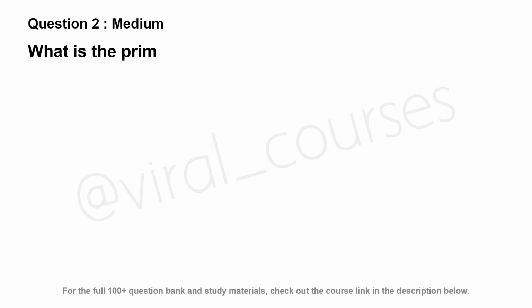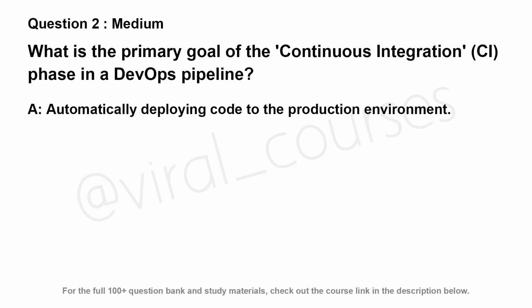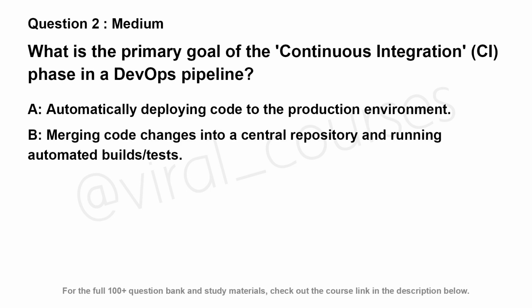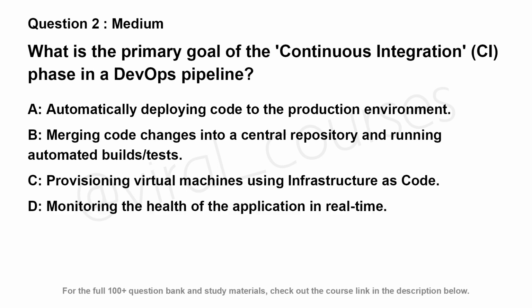What is the primary goal of the continuous integration phase in a DevOps pipeline? Option A, automatically deploying code to the production environment. Option B, merging code changes into a central repository and running automated builds and tests. Option C, provisioning virtual machines using infrastructure as code. Option D, monitoring the health of the application in real time.